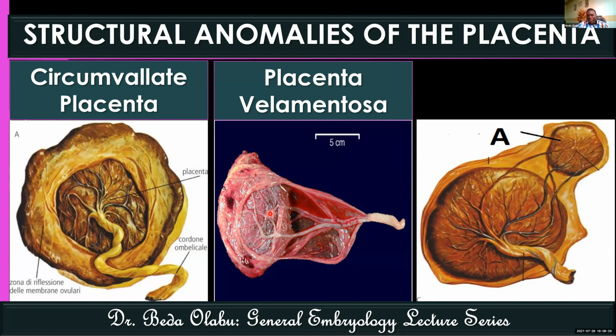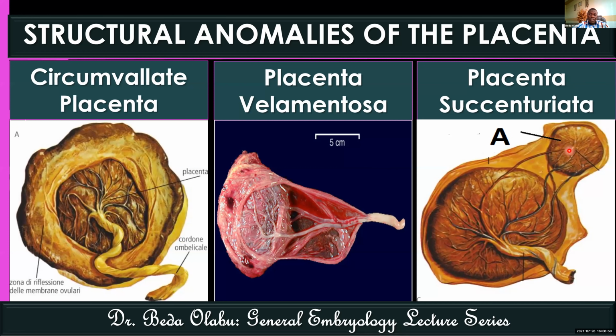In the third and last image, we see a placenta that has a bigger part being served by that umbilical cord, and a smaller part of the placenta which is separate from the main one. This is called the accessory lobe of the placenta. Accessory lobe of the placenta is also known as placenta succenturiata. Don't confuse placenta succenturiata with bipartite placenta.